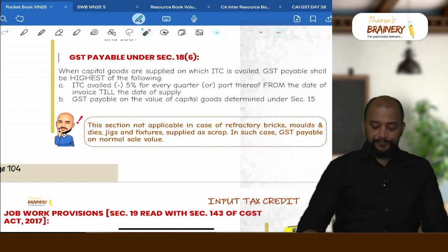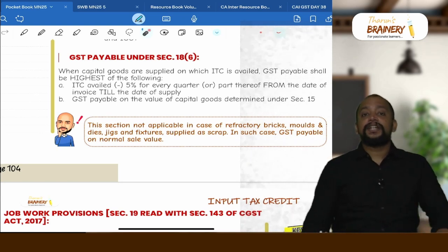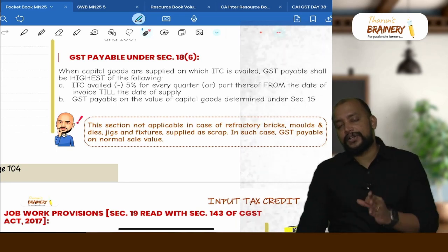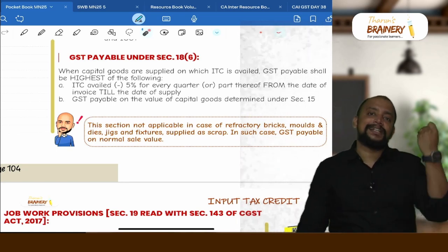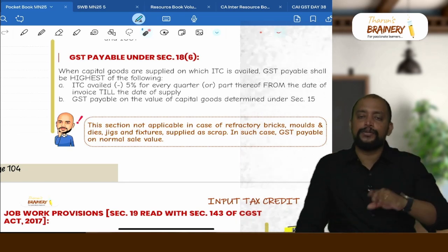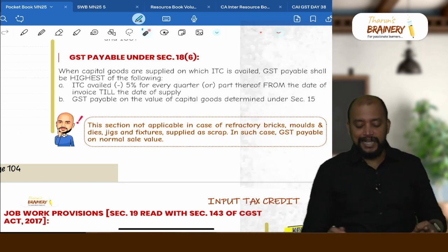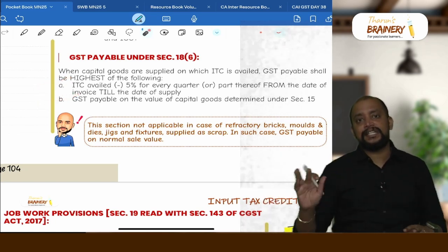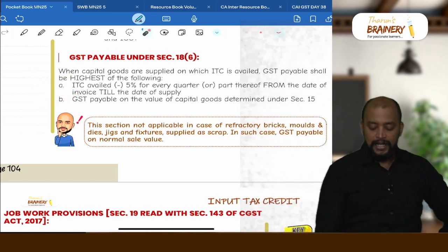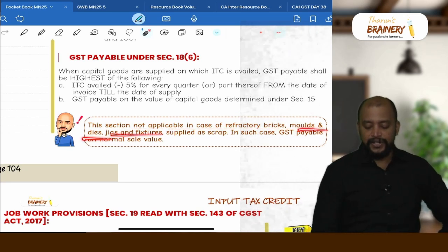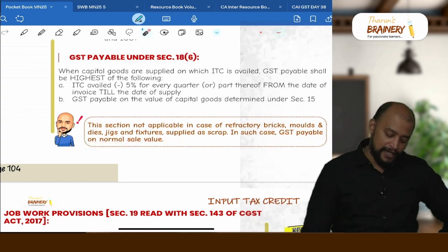And in case of refractory bricks, molds and dies, jigs and fixtures, these 3 cases, if sold as scrap, don't see this point A or B, whichever is higher. These 3 are capital goods. Don't see this point A or B whichever is higher, just take the B part, that is the sale value, whatever is the sale value of that scrap on the GST rate. This section is not applicable in case of refractory bricks, molds and dies, jigs and fixtures supplied as scrap. In such case, GST is payable on the normal sale value.